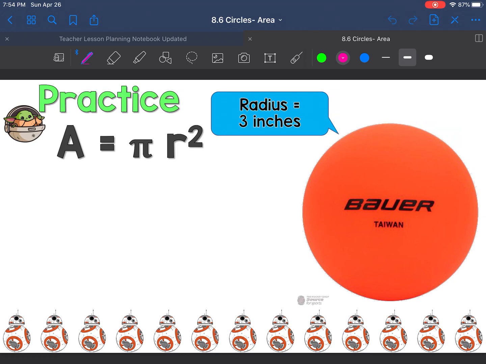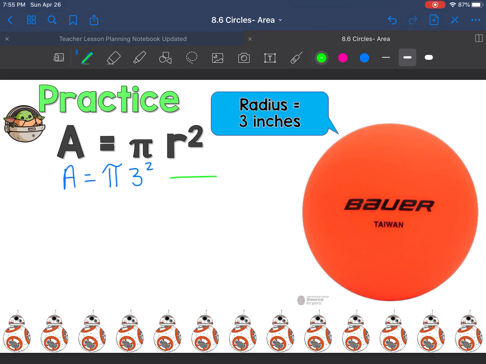So up first, I have another hockey ball. This time it tells me that the radius is 3 inches. It wants me to find the area inside the hockey ball. So I'm going to plug my radius into my formula. So that means that I have area equals pi. Instead of my r for radius, I'm going to plug in 3 squared.